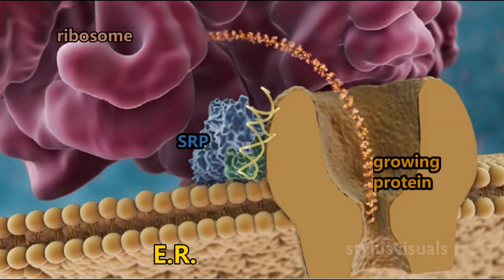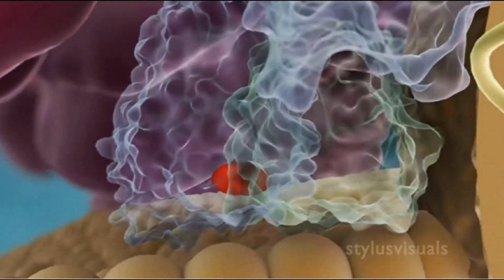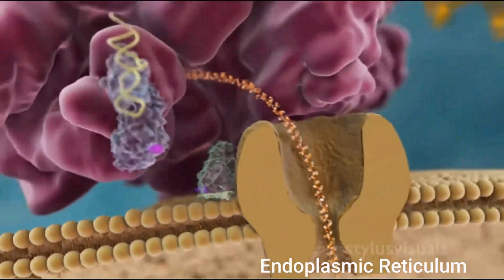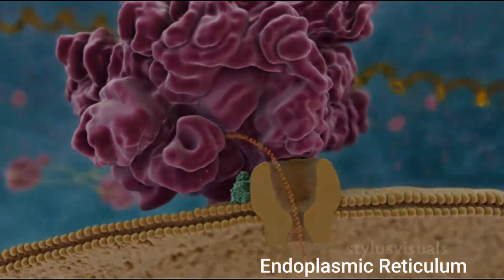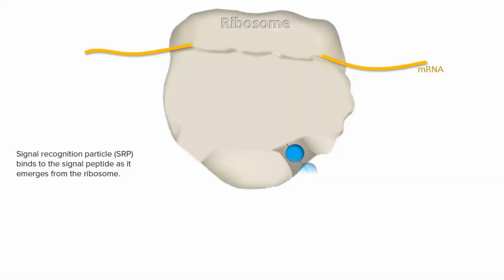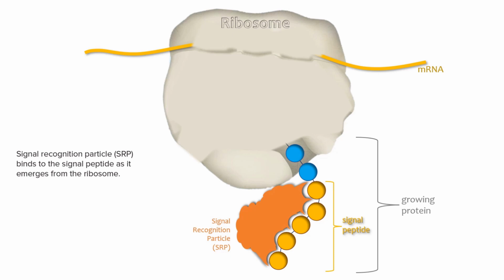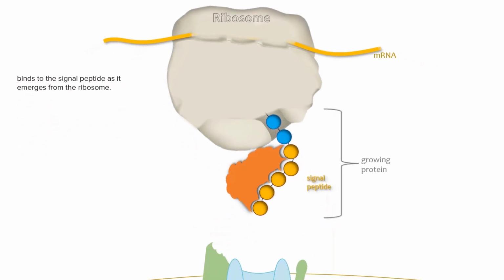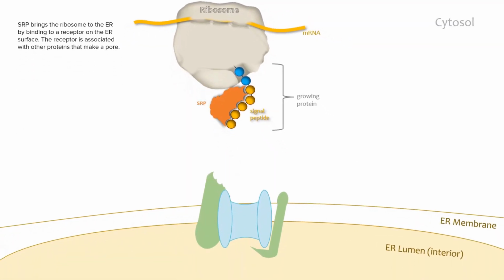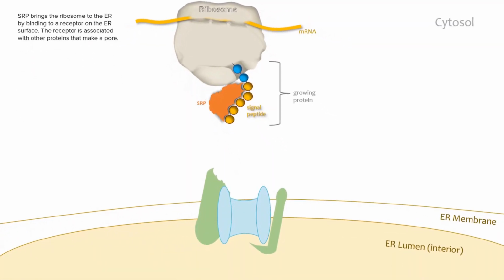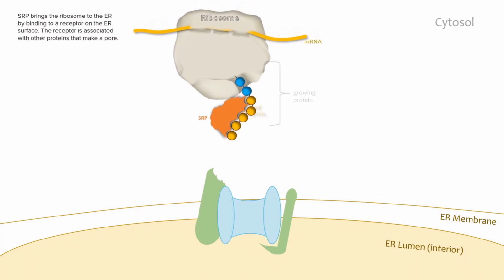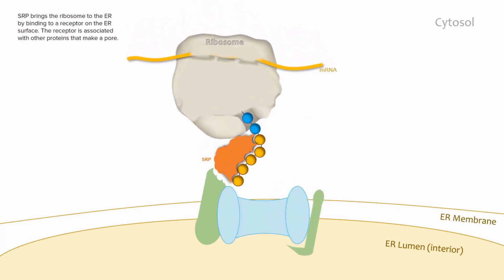There, the ribosome feeds its amino acid chain into the endoplasmic reticulum lumen, or interior, as it is made. So, during translation, the signal recognition particle, shown here in orange, binds to the signal peptide as it emerges from the ribosome. The signal recognition particles then bring the ribosome to the endoplasmic reticulum by binding to a receptor on the surface of the endoplasmic reticulum.